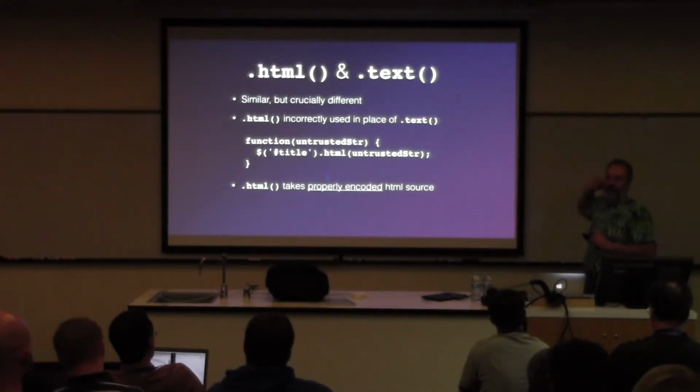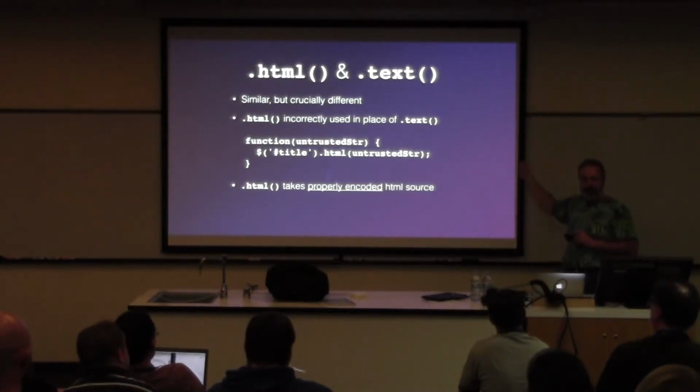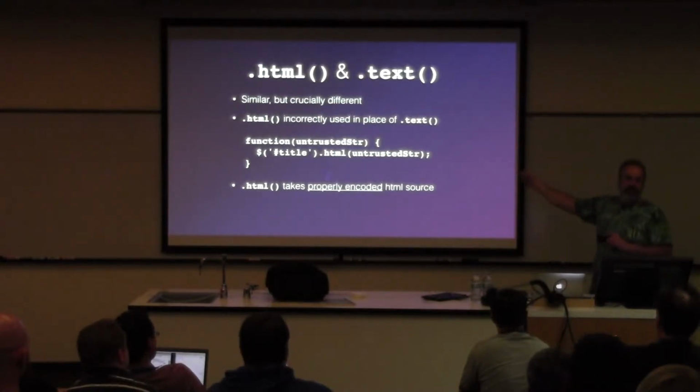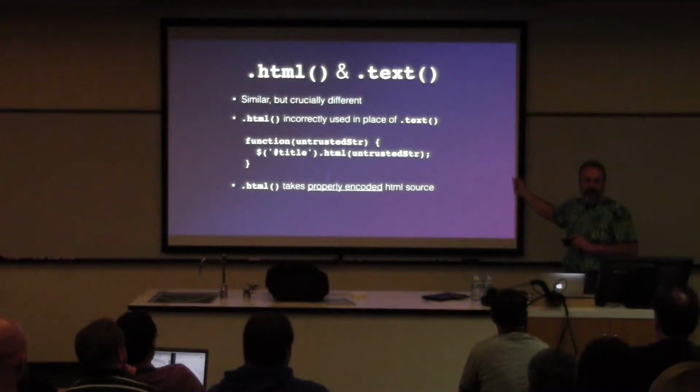And the way I see this misused most often is when someone takes an untrusted string of text and uses HTML to insert it into an element. And it gets through and it turns into a bug in production, because it works until you type a script element in your address field. And then it inserts a script element, and HTML will make it a script element in the page, and you can run scripts with it.